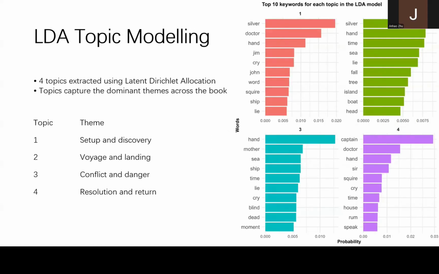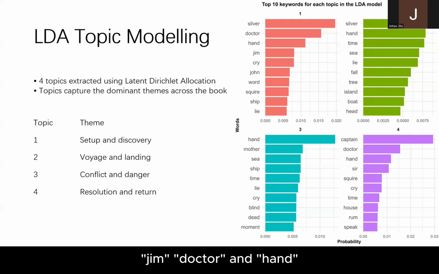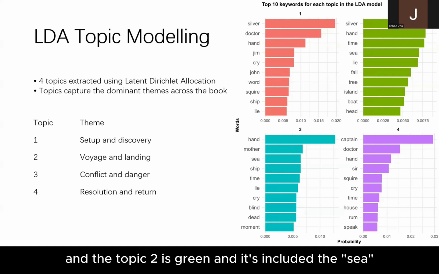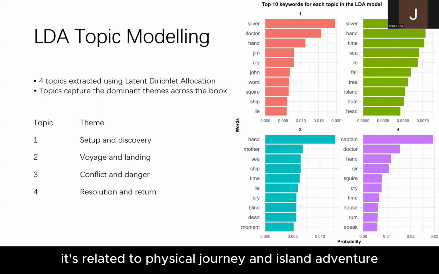Here, I used LDA to extract four hidden topics from the novel, each represented by a bar chart of its top 10 words. Topic 1 is red, includes Silver, Jim, Doctor, and Hands, and shows actions and character focus. Topic 2 is green, and it includes sea, island, fall, and tree. It's related to the physical journey and island adventure.